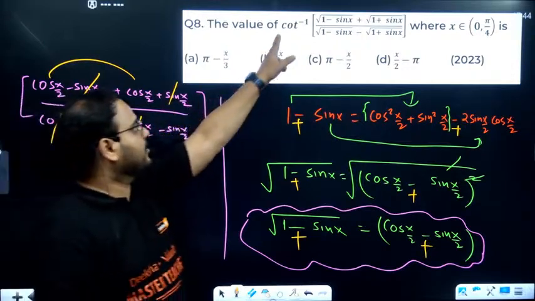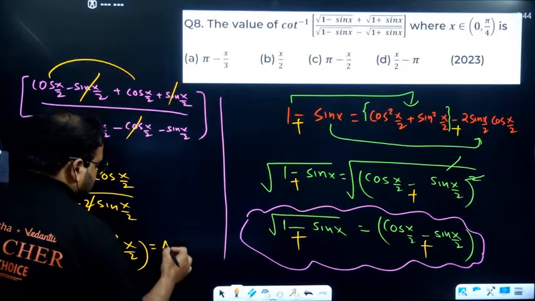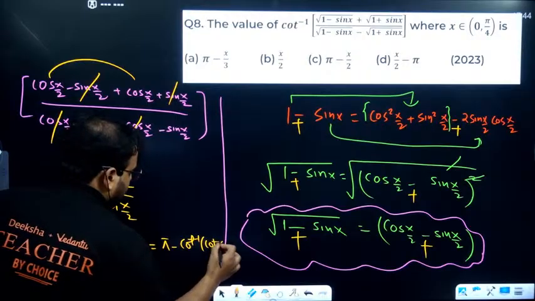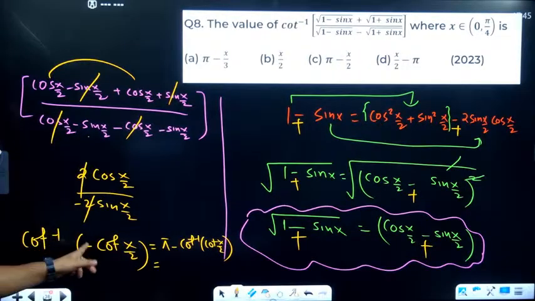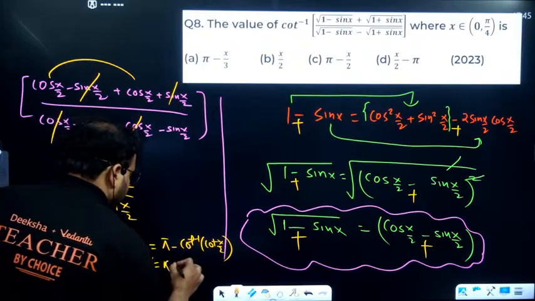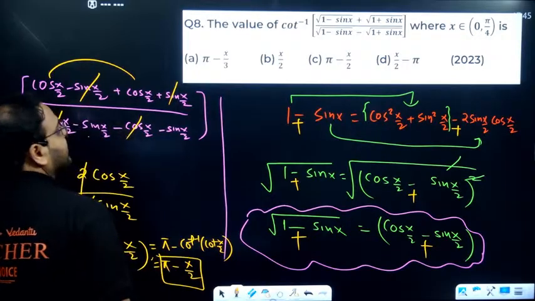And outside, we check over here, we have cot inverse. Do we know the formula of this? Yes, sir. Pi minus cot inverse of cot x by 2. How come? Cot inverse of minus some value is there, no? So pi minus will come. So we have pi minus, and simply cot inverse of cot x by 2 is x by 2, giving pi minus x by 2.